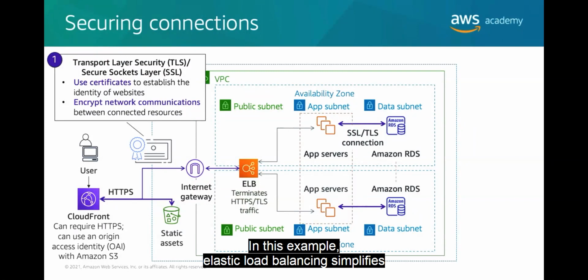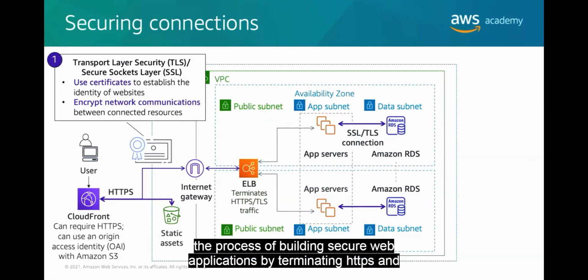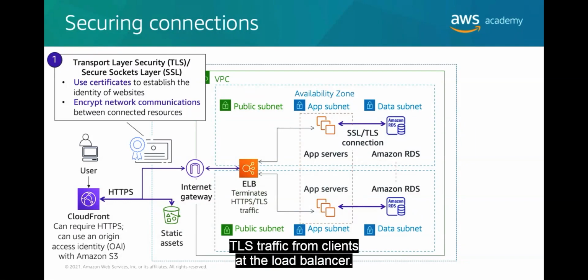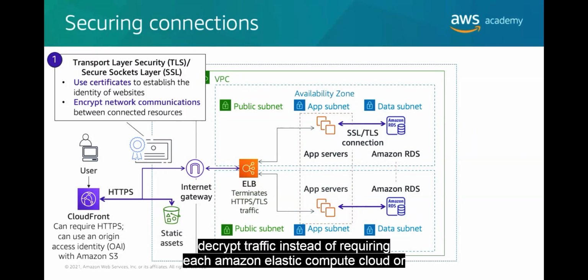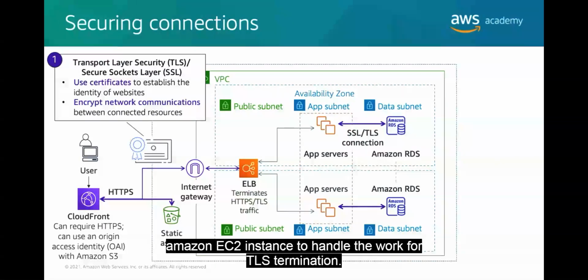Elastic load balancing simplifies the process of building secure web applications by terminating HTTPS and TLS traffic from clients at the load balancer. The load balancer encrypts and decrypts the traffic, instead of requiring each Amazon Elastic Compute Cloud, or Amazon EC2, instance to handle the work for TLS termination.